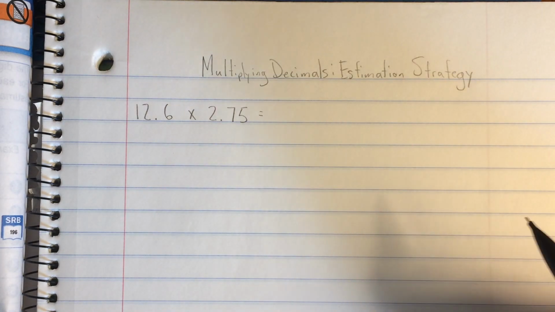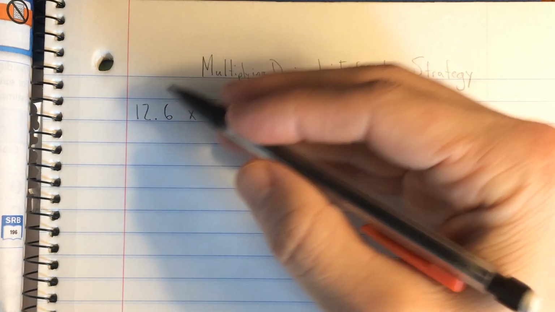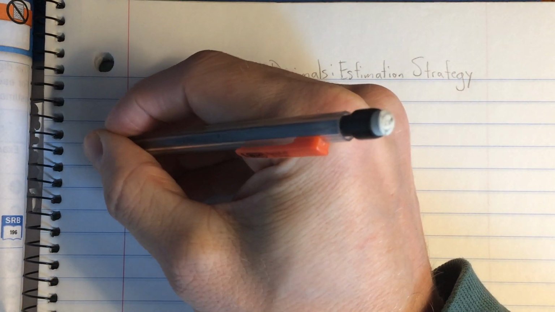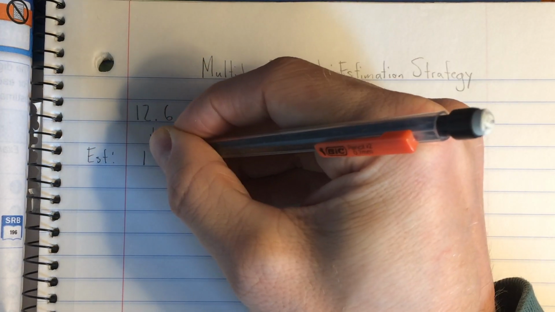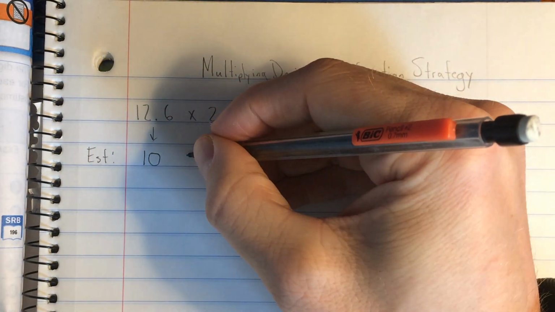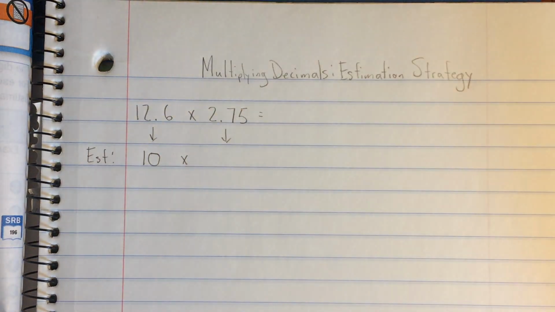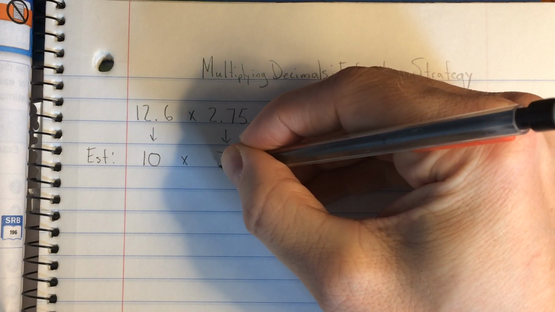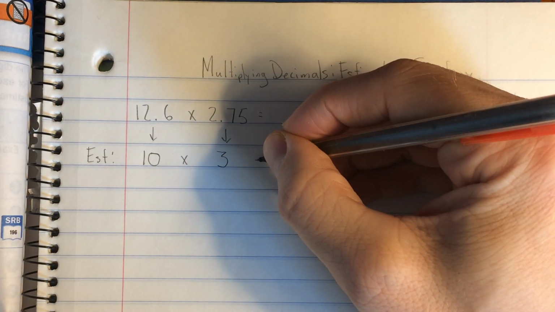The first thing we want to do is estimate. So what can we round 12.6 to that'll be nice and clean and easy to multiply? I'm going to say 10. And what can we round 2.75 to that'll be easy to multiply? I'm going to say 3. Remember, you want an estimate usually that's going to be a whole number, because whole numbers are a lot easier for our brain to process and multiply.